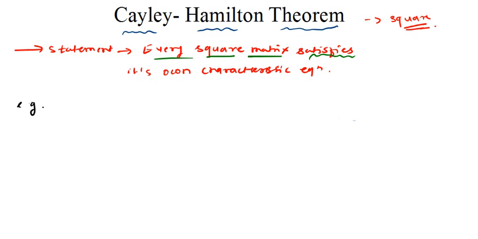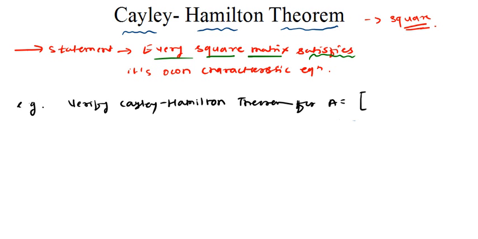Okay, verify Cayley-Hamilton theorem for A equal to [1 0; 0 2]. Okay, so what does the Cayley-Hamilton theorem say? Every square matrix satisfies its own characteristic equation.